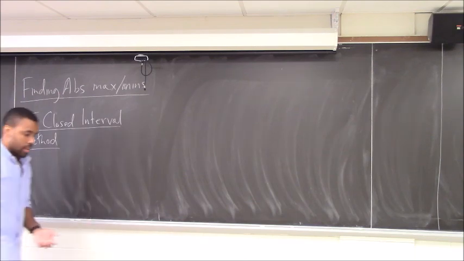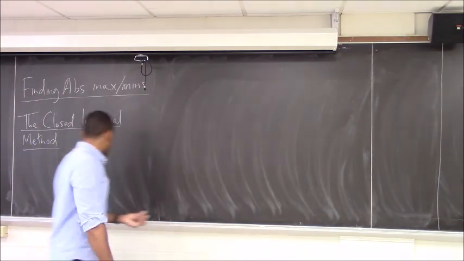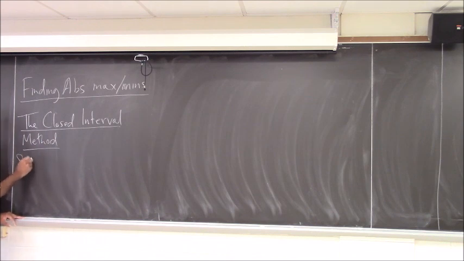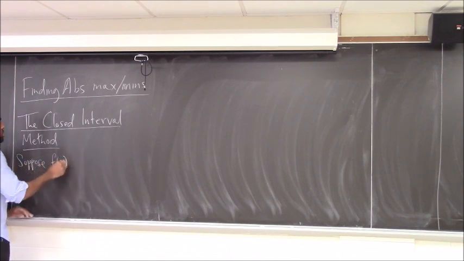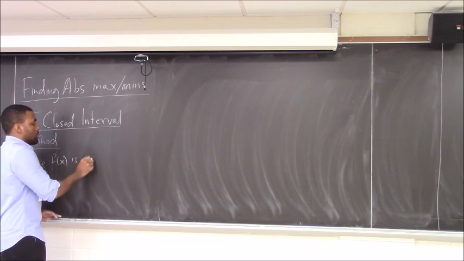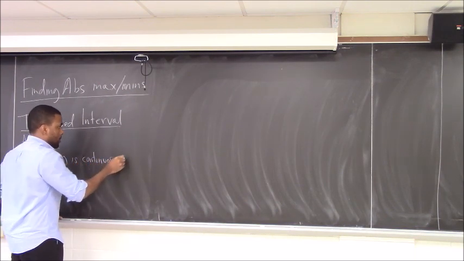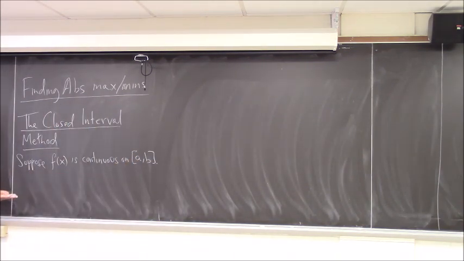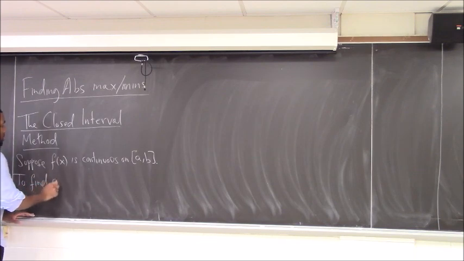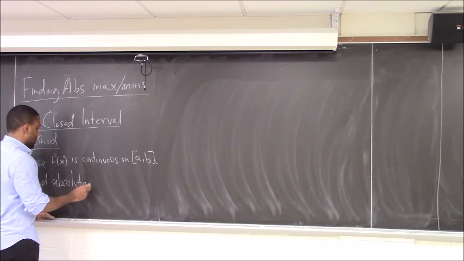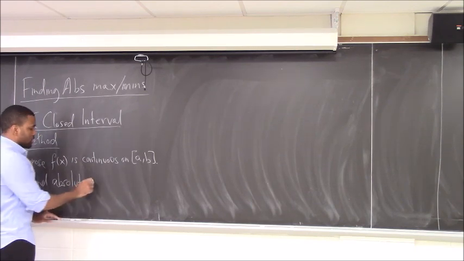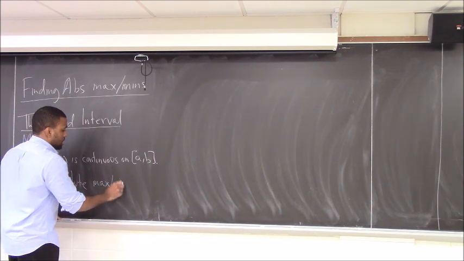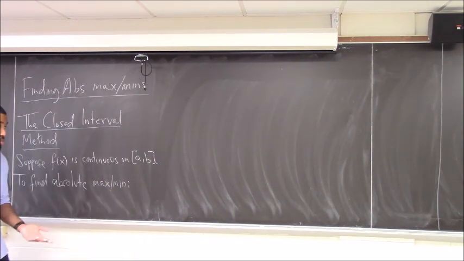So this is a method on how to find the absolute max or min of a function on a closed interval. Suppose f of x is continuous on an interval [a, b], which by the way, the extreme value theorem will guarantee that it has an absolute max or min in this case. I want to say absolute extrema, but we'll have to define that later. To find an absolute min, you go through this 3-step process.